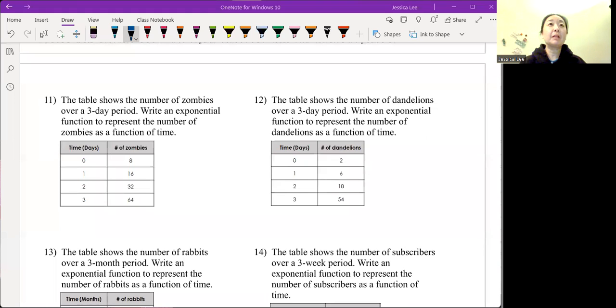Hi, everyone. We're going to be learning about how to write exponential equations, or exponential functions, we should say. And here we go. We're going to have this table here. It says right here for number 11, I know we're starting on the back page, the table shows the number of zombies over a 3-day period. So write an exponential function to represent the number of zombies as a function of time.